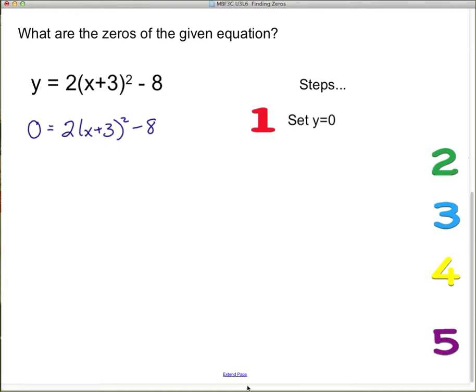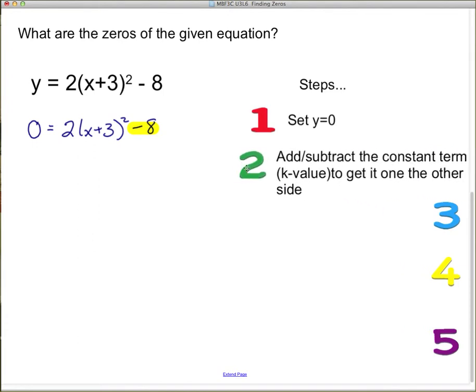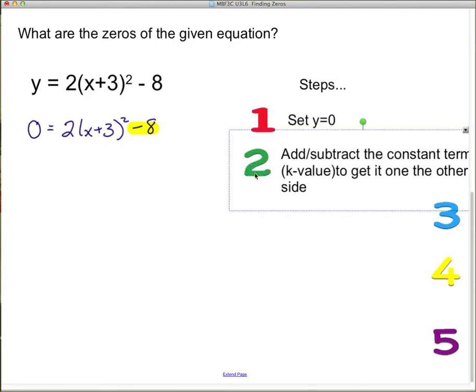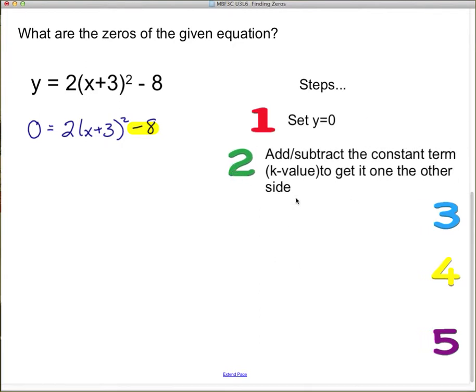So here's how we go about solving for x. We have to get rid of this thing first. That's the first thing we're going to get rid of, and I think that's probably what step 2 is going to tell me. It's going to tell me to add or subtract the constant term, or the k value, which is what's on the end, to get it to the other side.